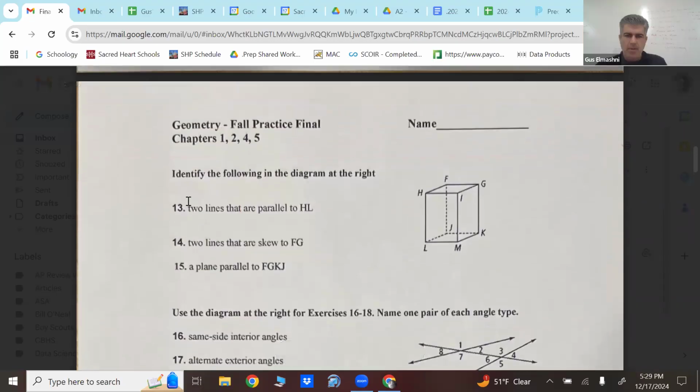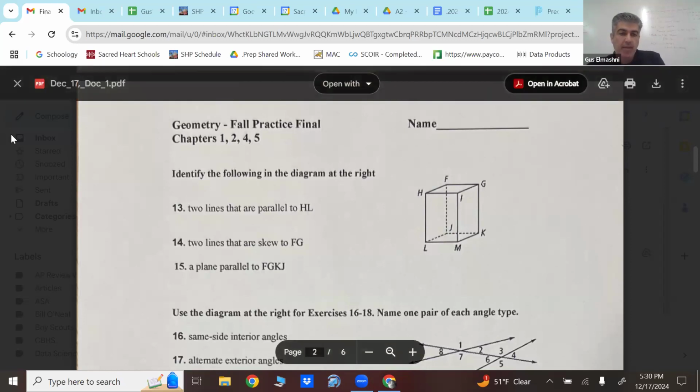Okay, 2 lines. So what 2 lines are parallel to HL? FJ and HL. No, we're looking at HL. So what 2 lines are parallel? HL is the one that we're looking at. So you said FJ, that's one of them. What's another that's parallel? GK. Perfect, good, good. Okay.